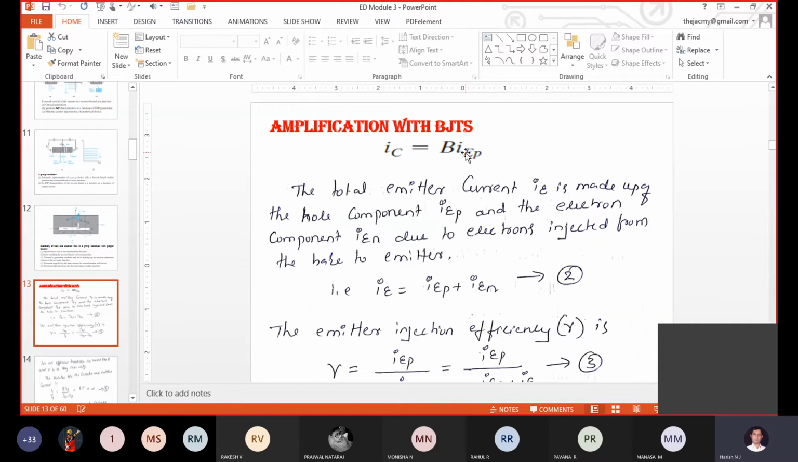Now tell me one thing here. IC is equal to B times IEP. So if we apply a KCL equation to any type of transistor, it may be an NPN transistor or a PNP transistor, which equation do we get? IE is equal to IC plus IB. IB means the current existing in the base terminal.